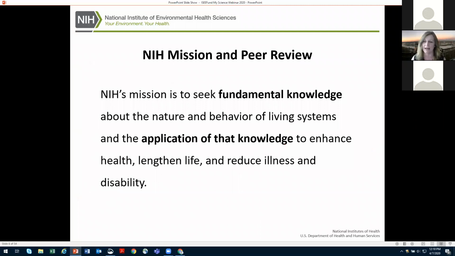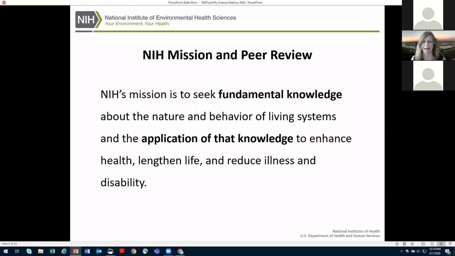So let's fundamentally talk about NIH's mission. We all have to back up and remember how we're different, as this is the International Society for Environmental Epidemiology, and how NIH differs from some of the other funding organizations. NIH seeks fundamental knowledge about the nature and behavior of living systems, and the application of that knowledge to enhance health, lengthen life, and reduce illness and disability.